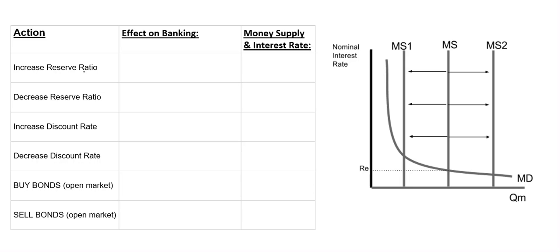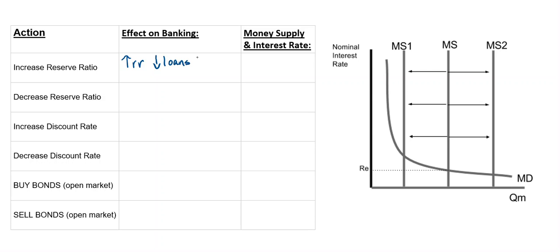The first and one of the most powerful tools that a central bank has is that in most economies, central banks control the reserve ratio. This, of course, is the amount of money that a bank has to keep on hand. So increasing the reserve ratio means that banks have to decrease the amount of lending that they do. They can't loan out money if they are forced to reserve it.